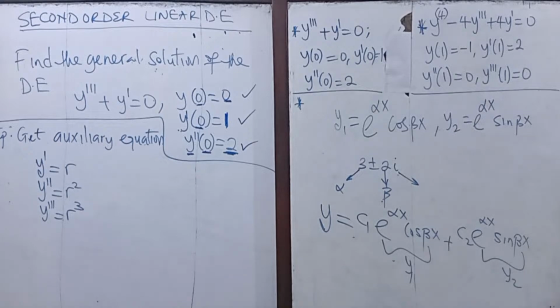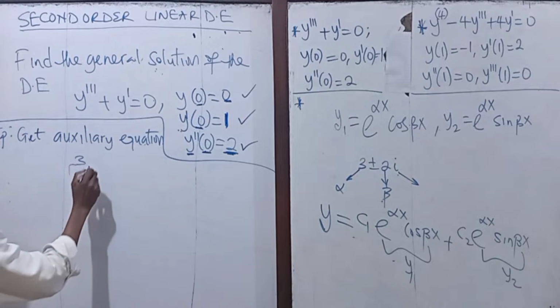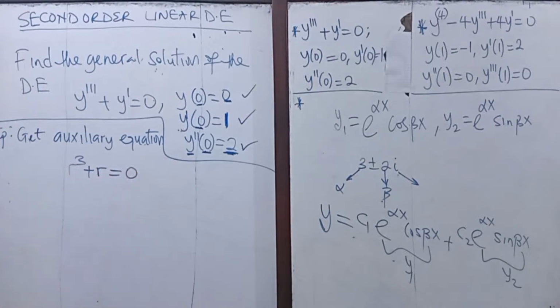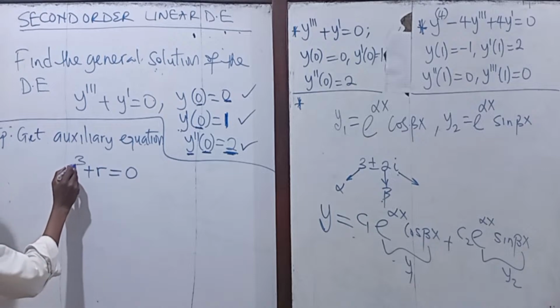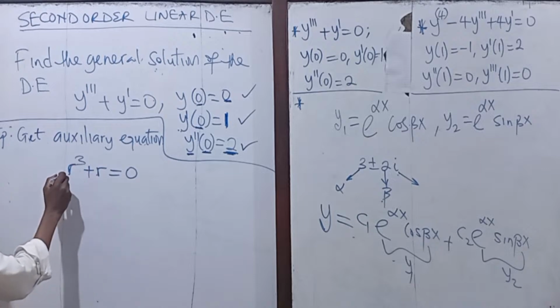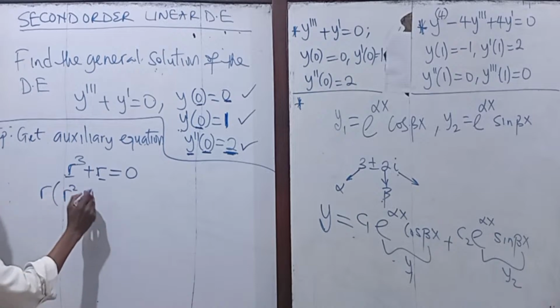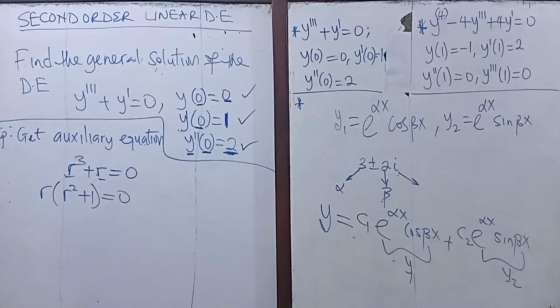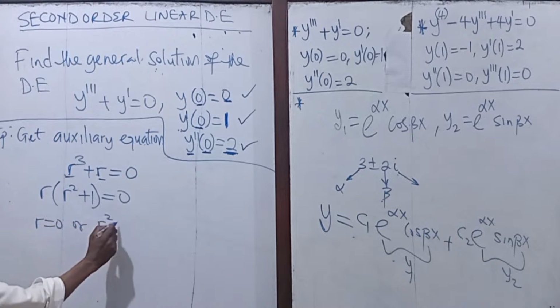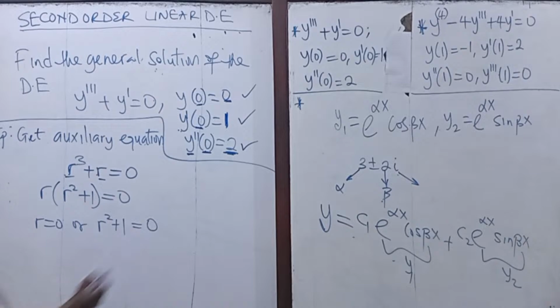Then the auxiliary equation will be equal to what? The auxiliary equation will be r cubed plus r equal to 0. And we're going to factorize this. One of them is common, r is here, r is here. Take it out. We have r squared plus 1 equal to 0. And this implies r is 0 or r squared plus 1 is equal to 0.